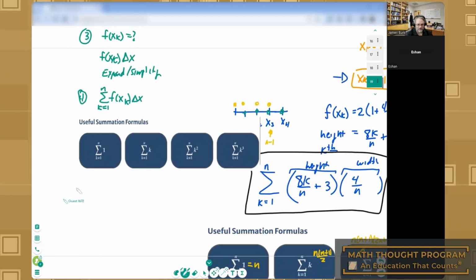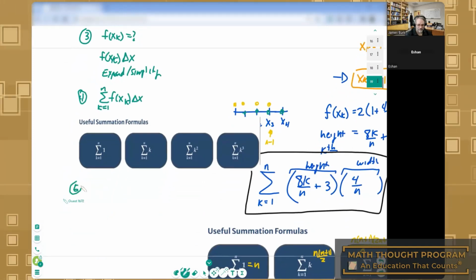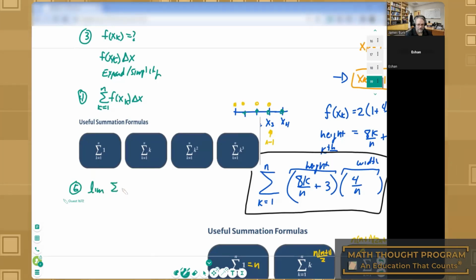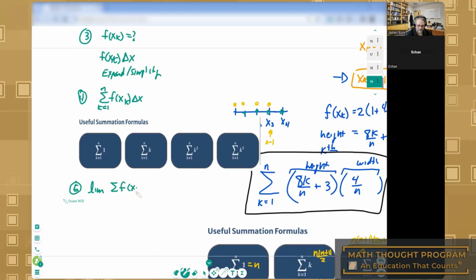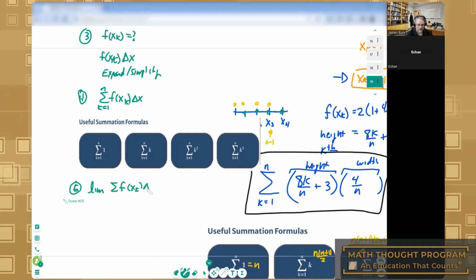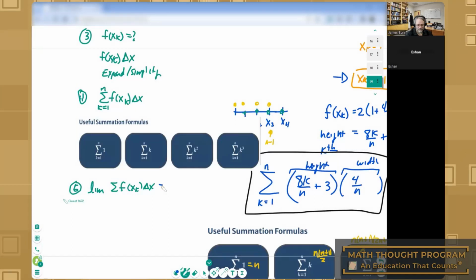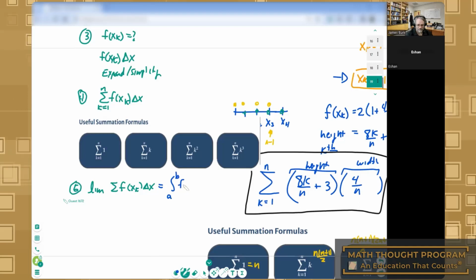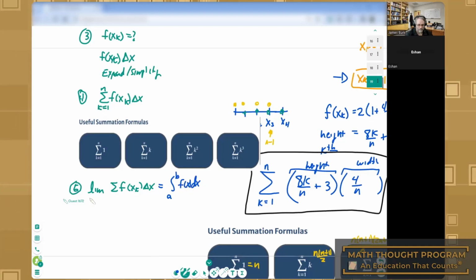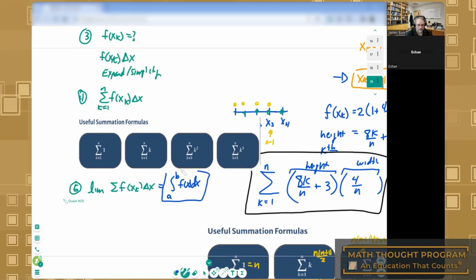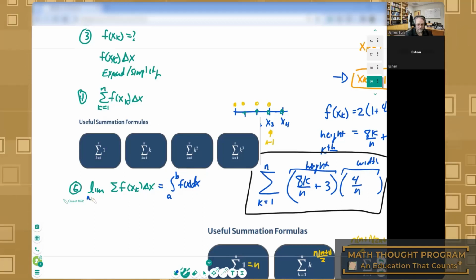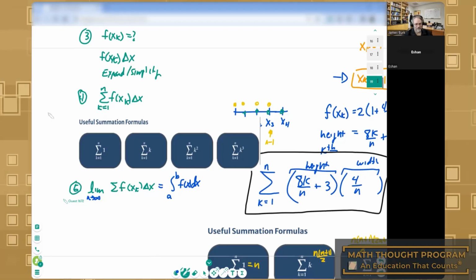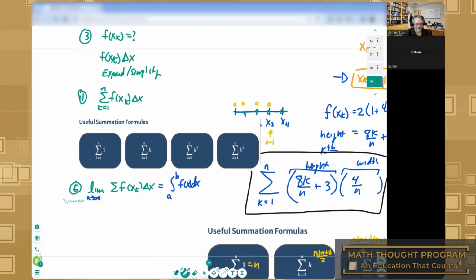Then, after you apply your identities, the next step is taking the limit of your summation. And what this is in the very end is exactly the integration, your definite integral. You can always take the integral real fast to check your work to see if the summation's right. But just make sure that if they say use Riemann sums, you use Riemann sums.